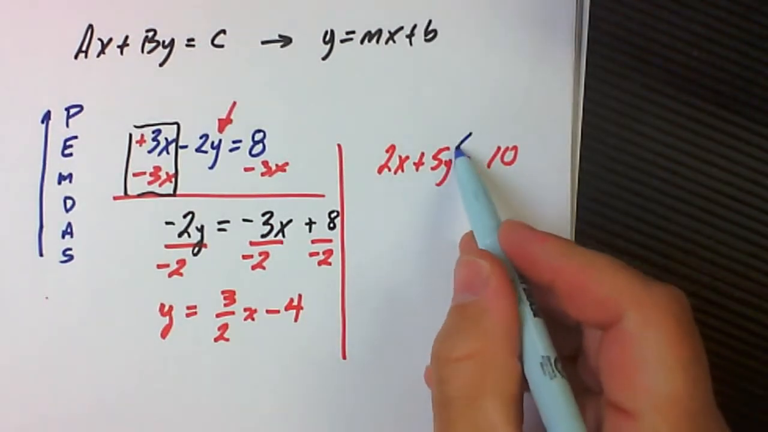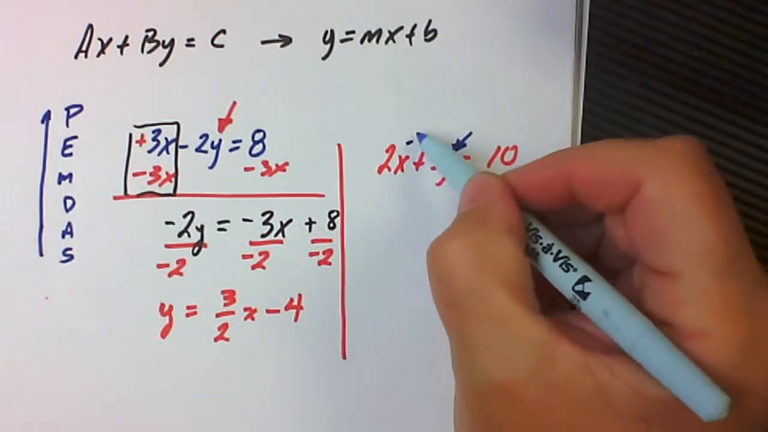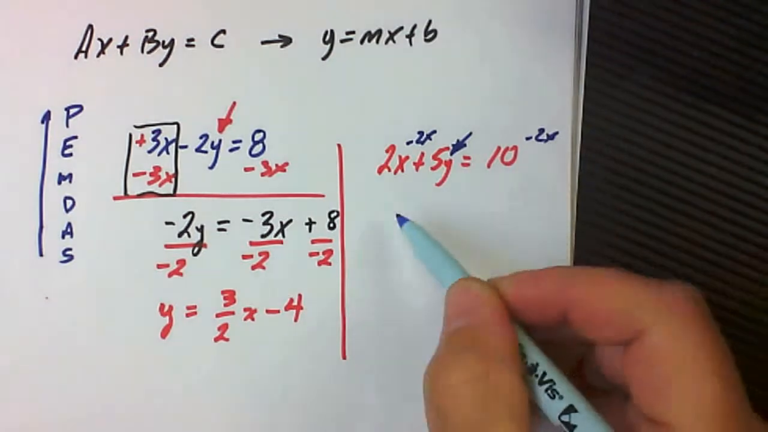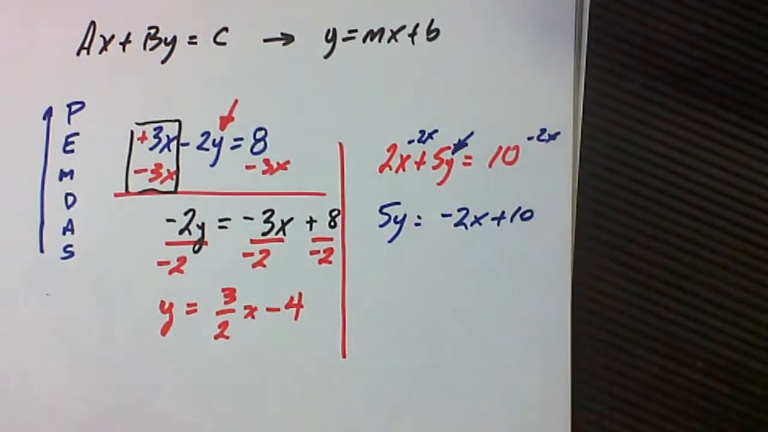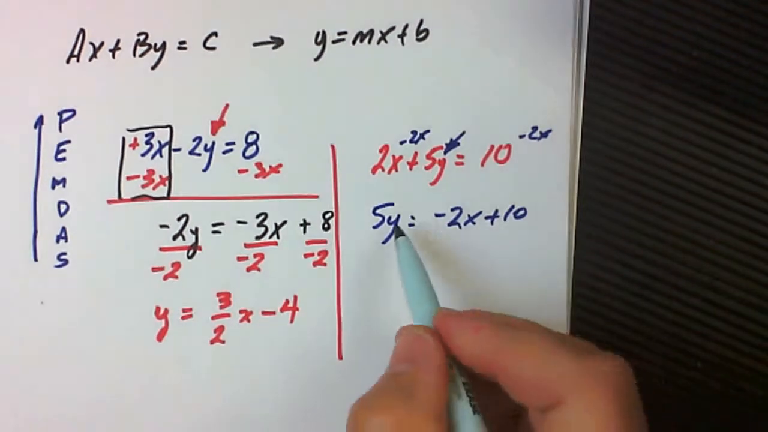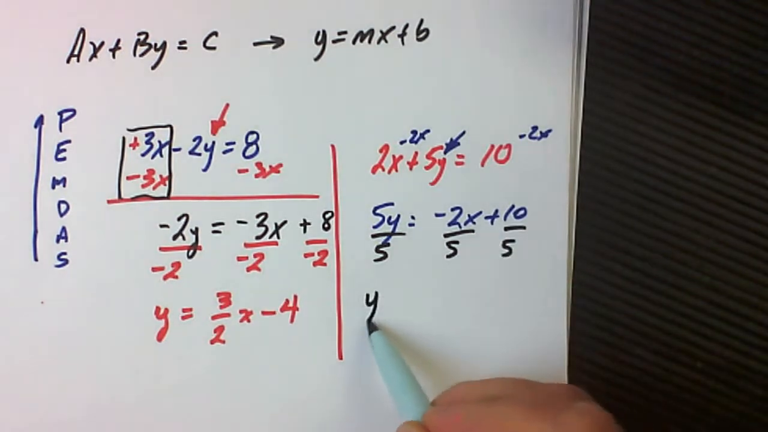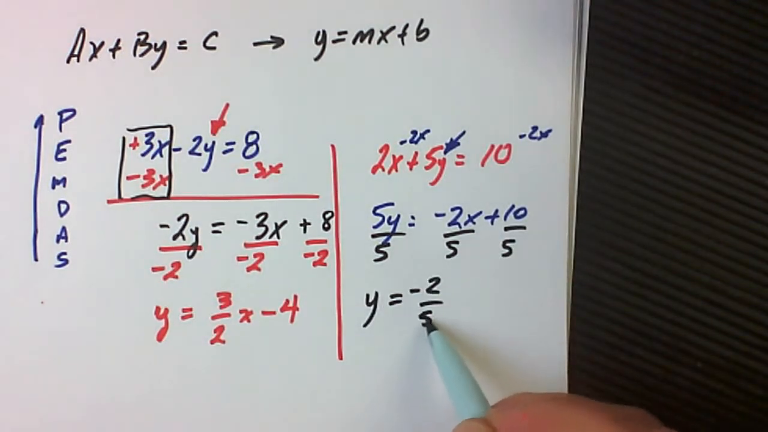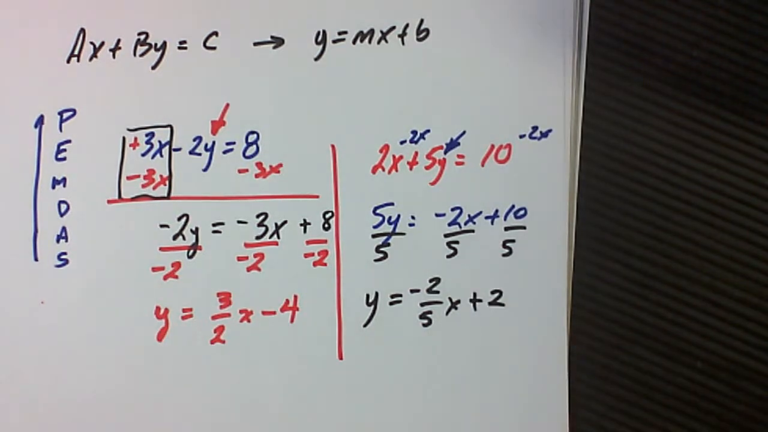We have to get y by itself. That's right here. We're going to subtract the 2x from both sides. So we're going to subtract 2x, subtract 2x. Good to go. And then, almost done, all we have to do now is divide both sides by 5. So we get y equals negative 2/5 x. That'll be the slope, plus 2, which is the y-intercept.